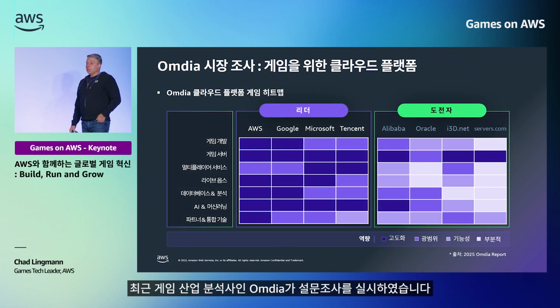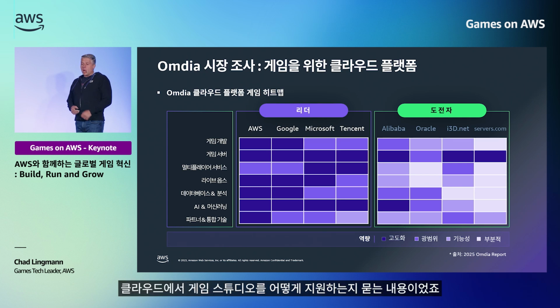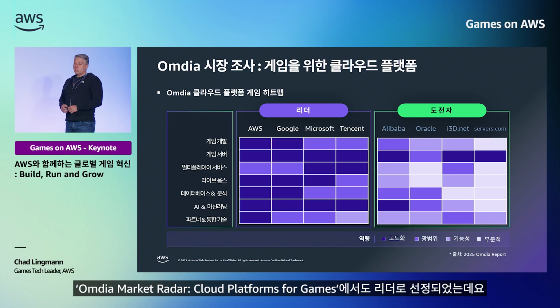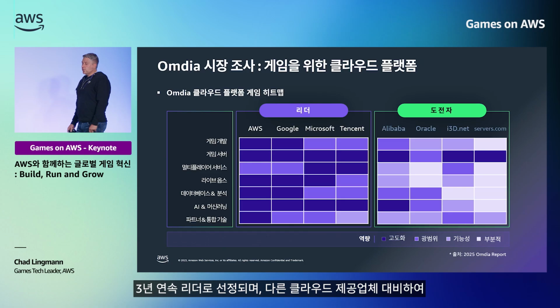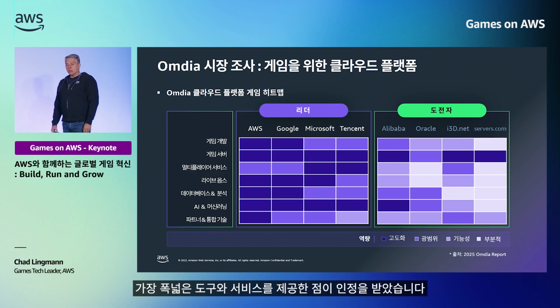Recently, we participated in a questionnaire with games industry analyst Omdia, where they asked all cloud providers about how they support game studios building in the cloud. AWS has again been named the leader in the Omdia Market Radar Cloud Platforms for Games that was published in July of 2025. This is the third year in a row that AWS has been recognized for offering the broadest suite of tools and services tailored for game development and live operations compared to all other cloud providers.